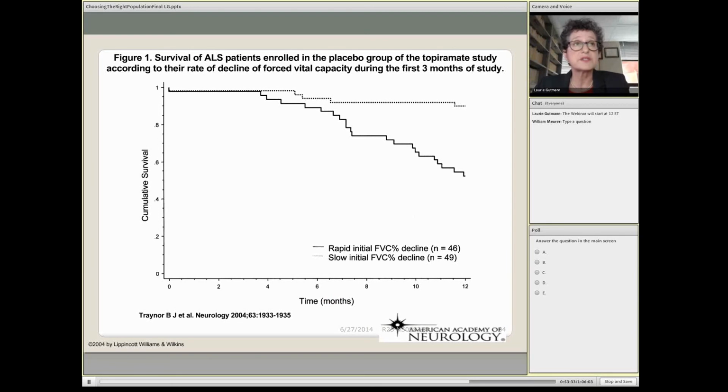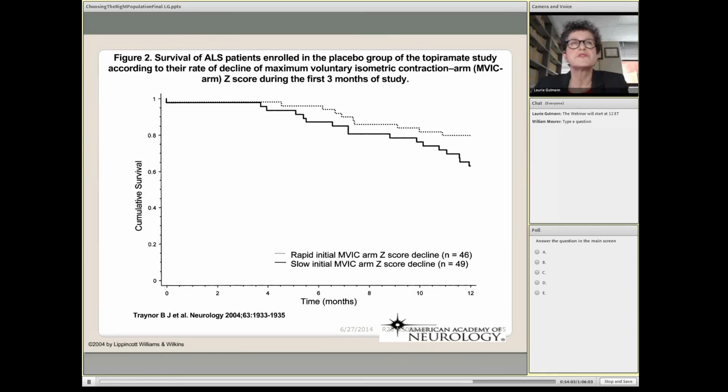On the other hand, if you look at this paper by Brian Traynor from 2004, it illustrates survival in a placebo group. So in this case, you think you have a homogeneous population. They're ALS patients. They're in a placebo group. And here, their forced vital capacity, there clearly is more heterogeneity than you expect. This can sometimes come out after the fact, that you have a more heterogeneous population than you planned on. The same thing was seen with maximal voluntary isometric contractions of the arm, that a quote homogeneous population turned out to be a little bit more heterogeneous. Again, these are the things that you can't always predict, and you can look at prospectively. But once you see that in other trials, you need to be aware of it as you design your trial.